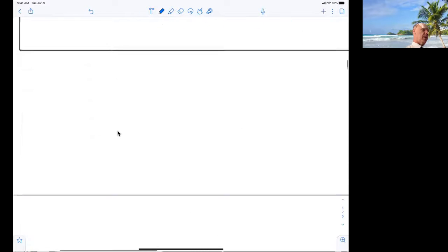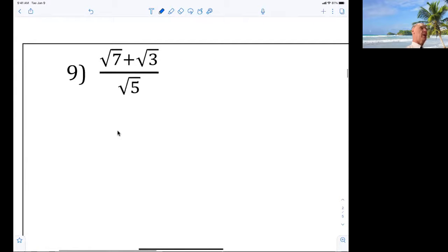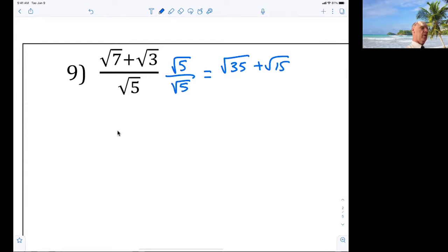All right, let's check out number 9. Multiplying the top and bottom by radical 5. Radical 5, all over. Now, can I reduce the 5 into 35 or the 5 into 15? Yes. Can I reduce the 5 and the radical 35? No, you cannot. This is called a rational number.